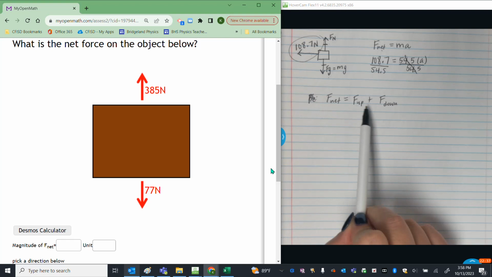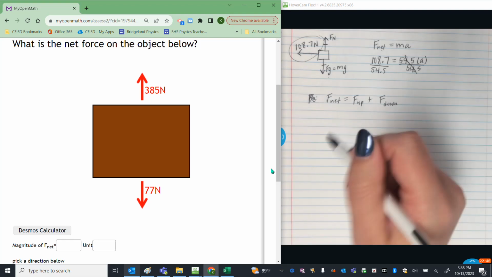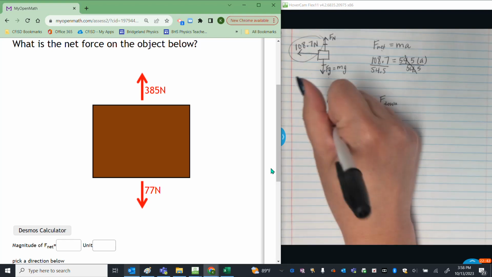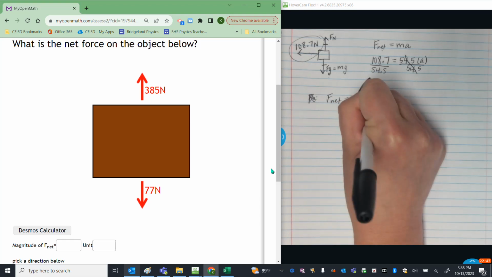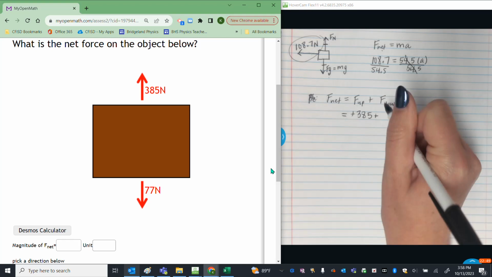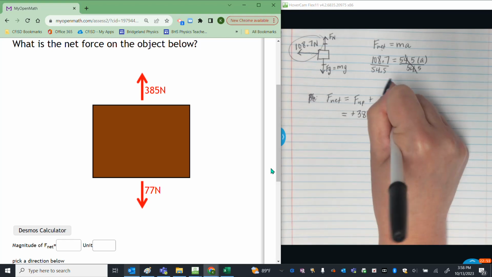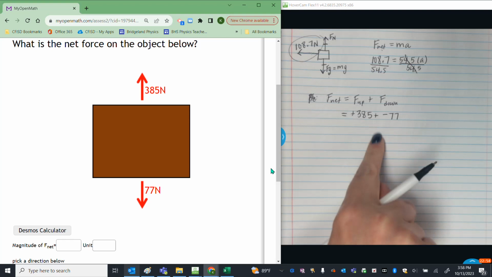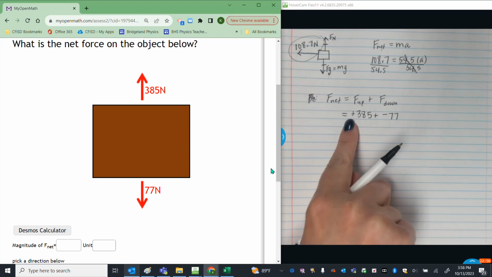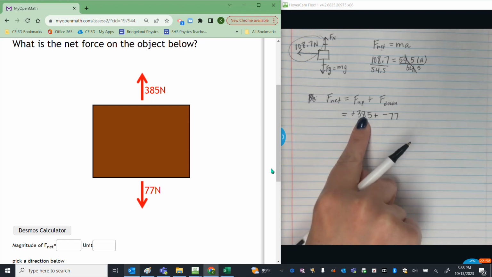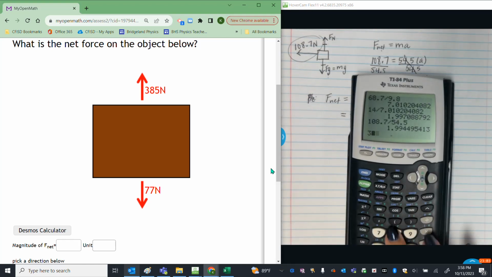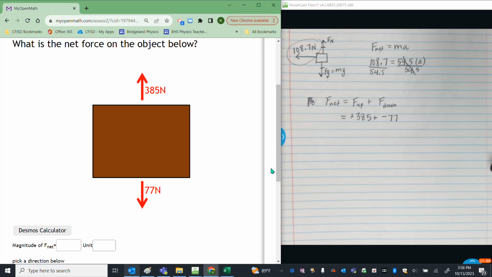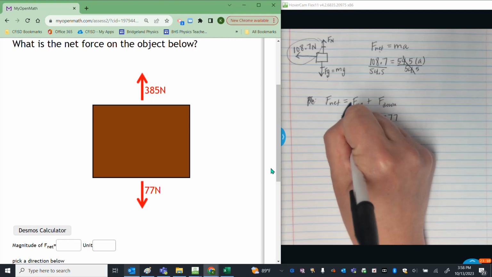So again, keeping in mind that forces are vectors. So when I add this, my upward force is positive 385 plus my downward force is negative 77. So I end up subtracting, and I didn't really have to write this plus sign. It's basically 385 minus 77. That's what's going to give us our net force. 385 minus 77 is 308. And so my net force would be 308 newtons.